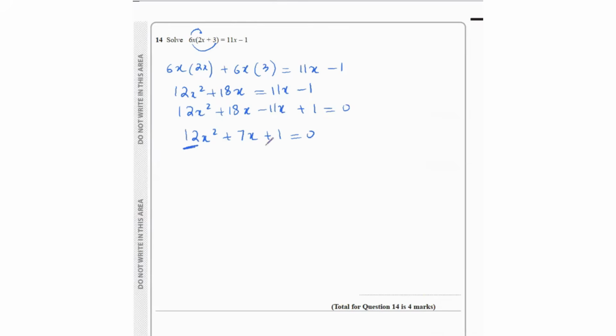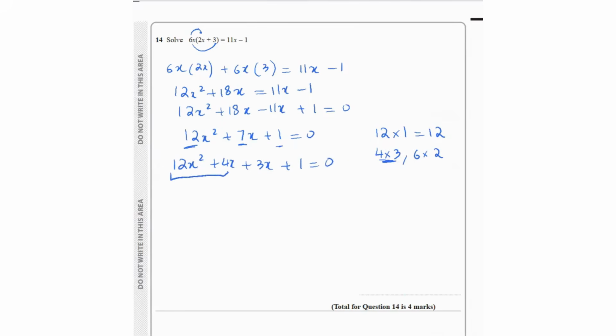So we multiply the coefficients of x squared and the constant. So 12 times 1, that's 12. Now we pick factors of 12. So we have 4 times 3, and we have 6 times 2, along with 12 times 1. We're going to pick that pair of factors which, when added or subtracted, gives us the middle term, which is 7. So that's going to be 4 and 3. 12x squared plus 4x plus 3x plus 1 equals 0.